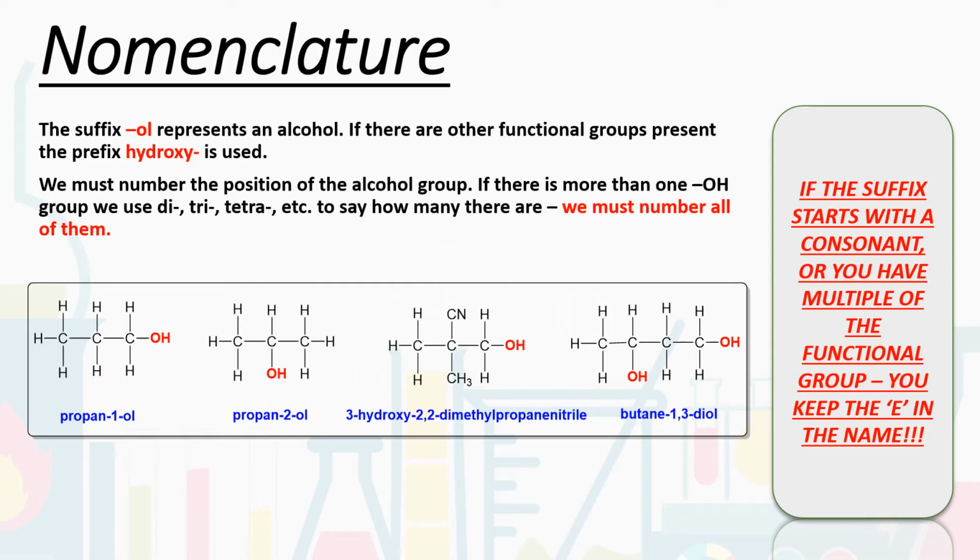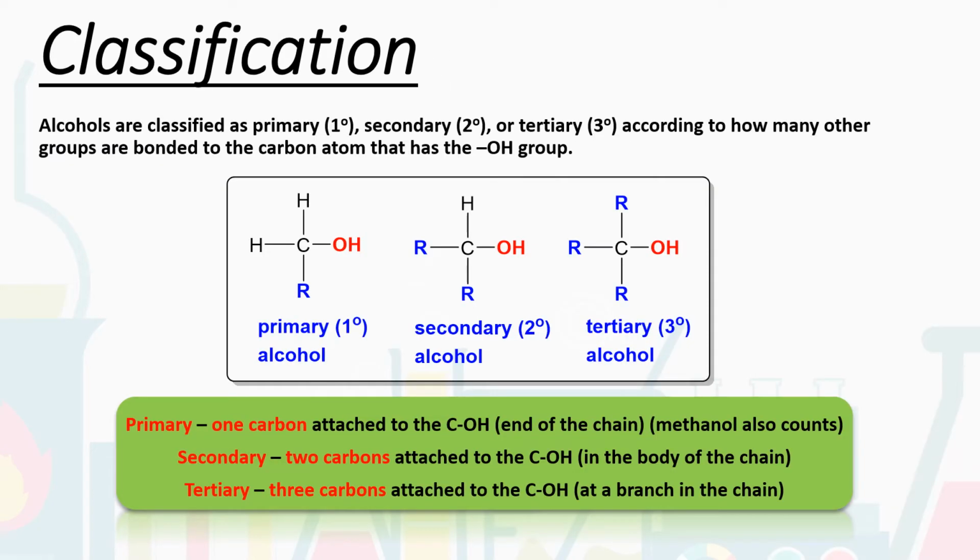Now a bit of naming grammar almost. If the suffix that we're dealing with starts with a consonant, or we have multiple of the functional group, we keep the E in the name. So that's why it's propan-1-ol and propan-2-ol, but propanenitrile because it starts with a consonant, or butane-1,3-diol because we have multiple, so butane rather than butan.